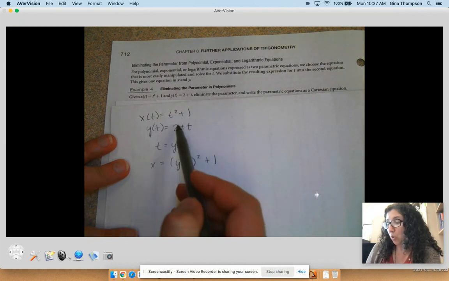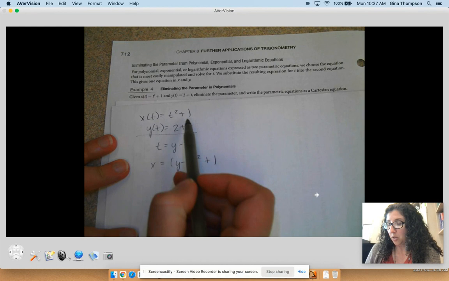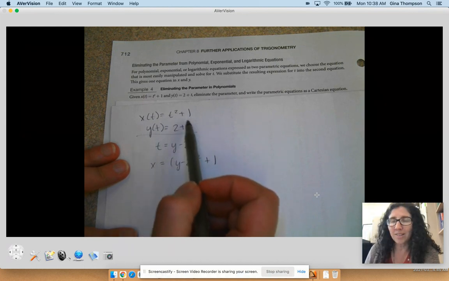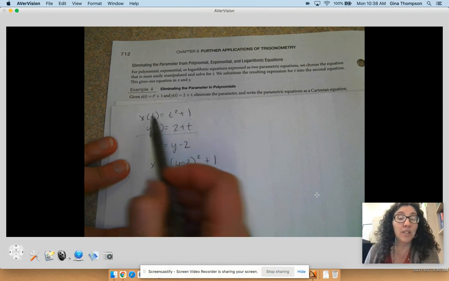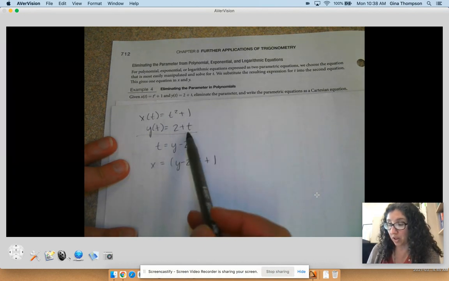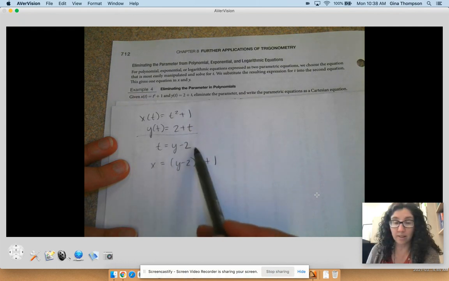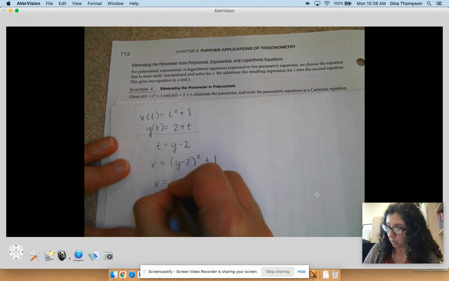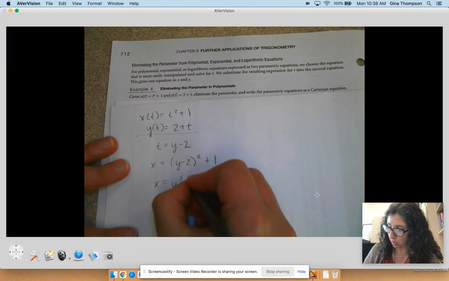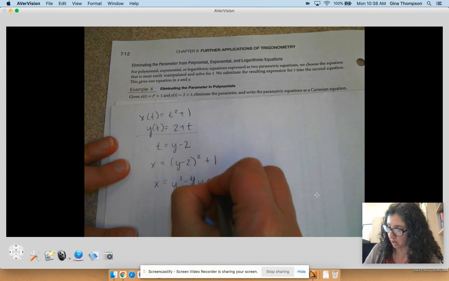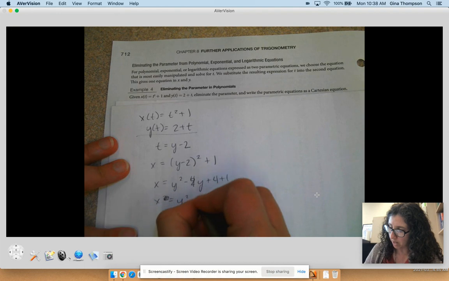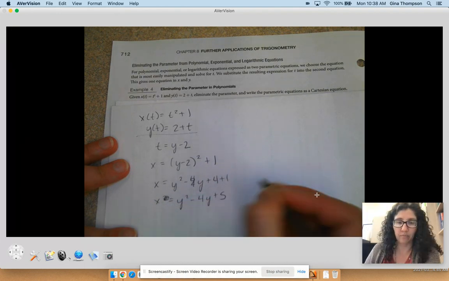Okay, you look at your two equations and you say, okay, which one looks easier to solve for t? Or we'll do different examples. This is if it's a polynomial. Which one looks easier to solve for t? This one. So solve for t and then plug it into the other equation. Okay, and we could multiply this out. y squared minus 4y plus 4 plus 1. So we could say, x equals y squared minus 4y plus 5.